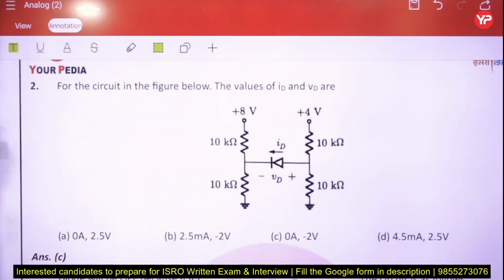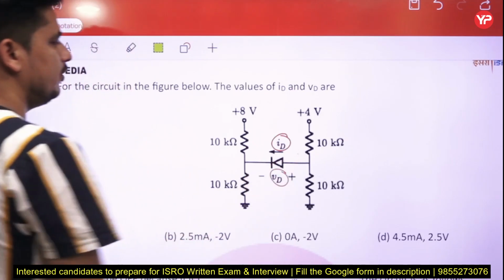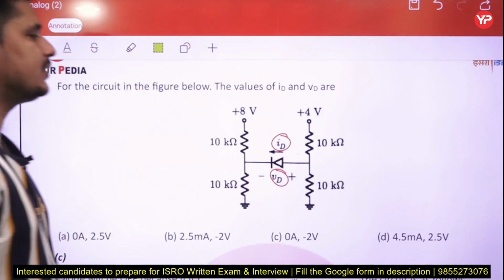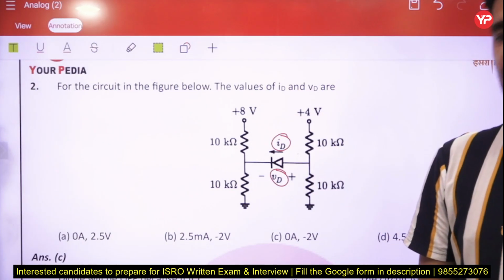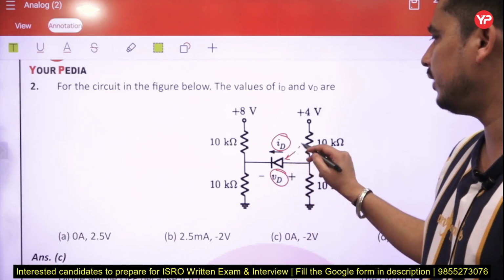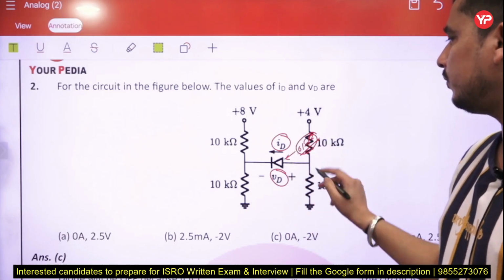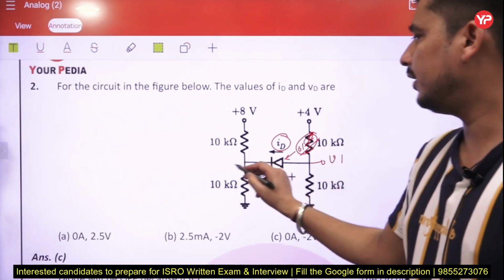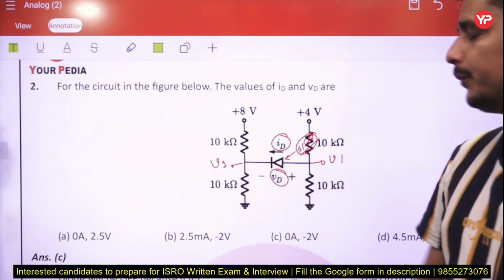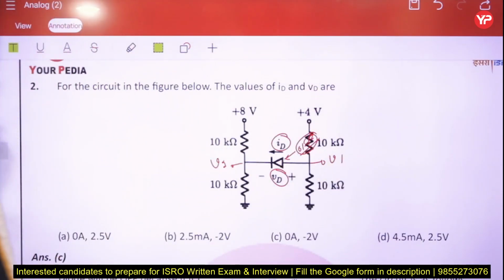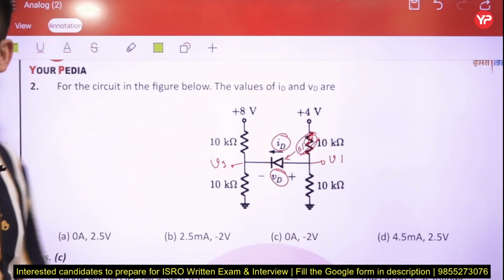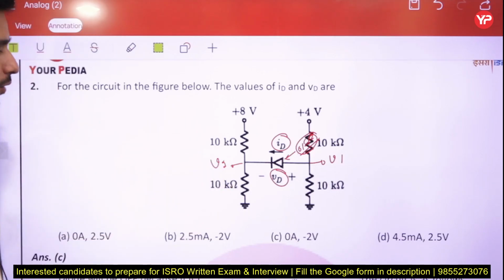Next question. For the circuit shown in the figure below, the values of ID and VD are, we have to calculate the ID value and this VD value. So whenever you see this type of question, first you have to assume that this diode will be off. We are trying to find the voltage at this terminal V1 and the voltage at this terminal V2, right? When we calculate these V1 and V2 voltages, we can easily find whether this diode will be on or off.